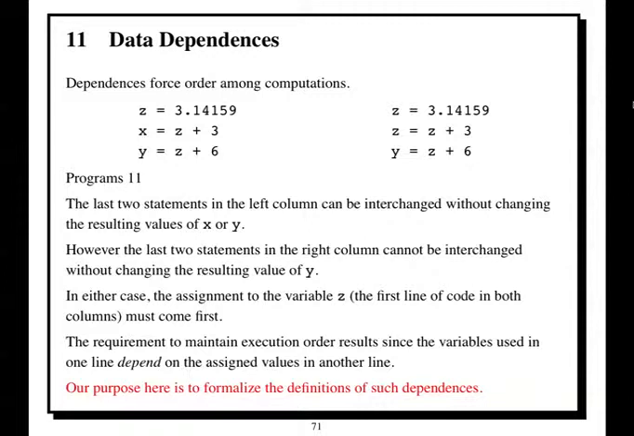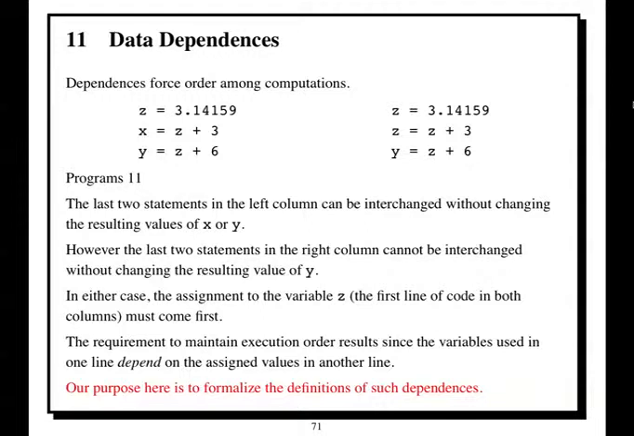So z is set to be a constant in both cases. So x is z plus something, and y is z plus something else. And here z is z plus something. Okay, so this z depends on that. And y equals z plus 6. Now, the normal way of interpreting is that y uses this value of z, not the earlier value of z in this statement. So this statement depends on the outcome of that statement. All right, that's what we mean by dependence.